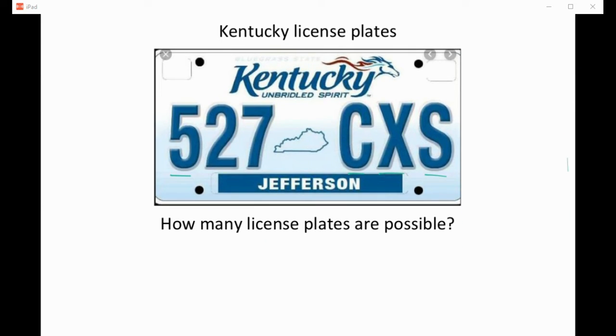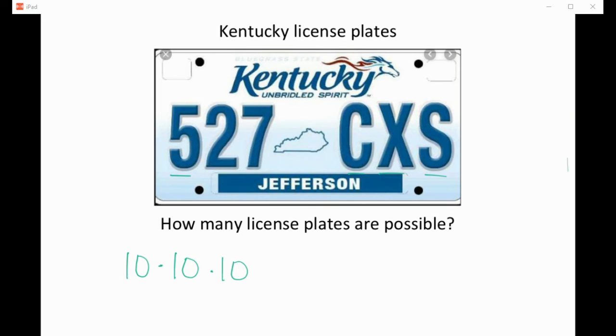Okay, here we go. So for license plates, Kentucky just recently changed it, but for a long time they did 3 numbers followed by 3 letters. So for each space, there's different options that they have for what could go there. So for each number, there's 10 options because you have 0 through 9. People always forget about 0. So for the first space, there's 10 options. Second space, 10 options, and third space, 10 options.